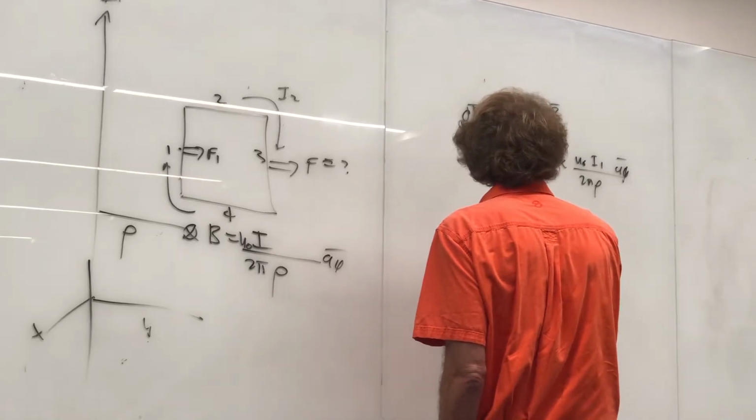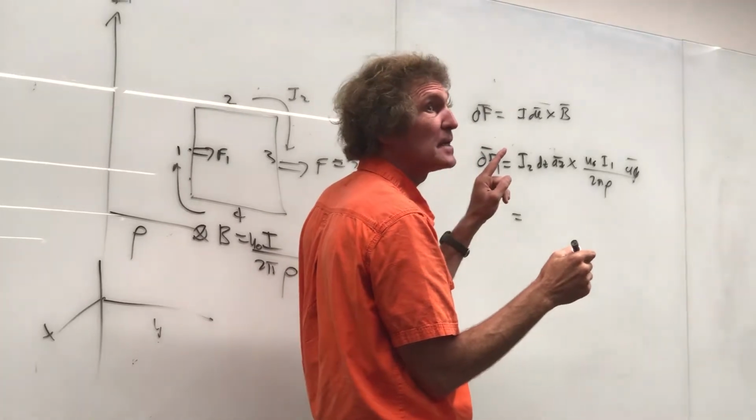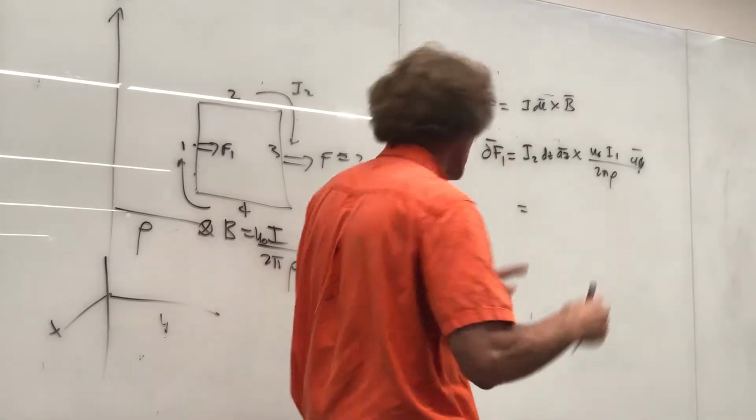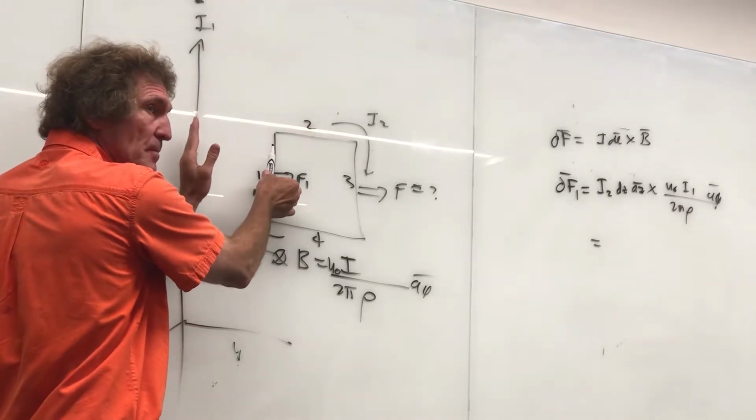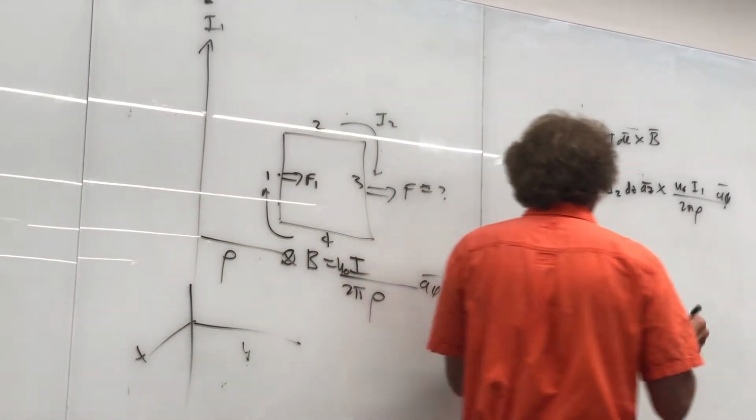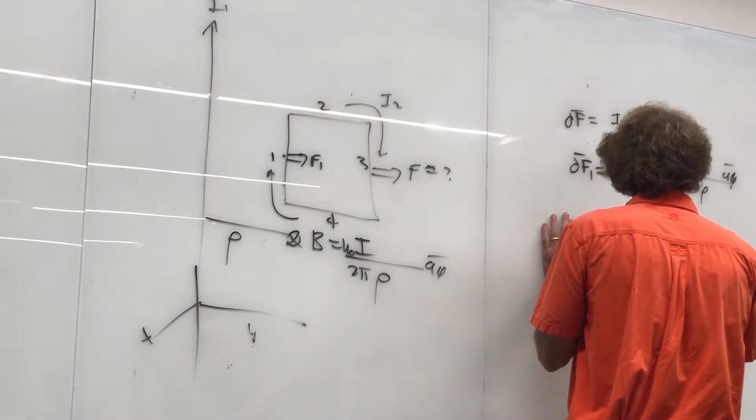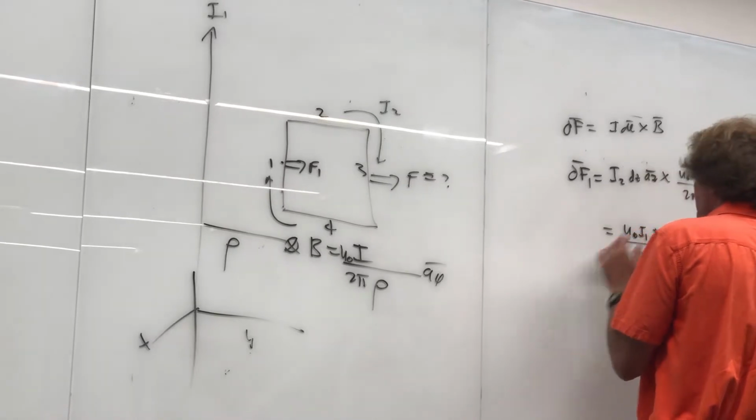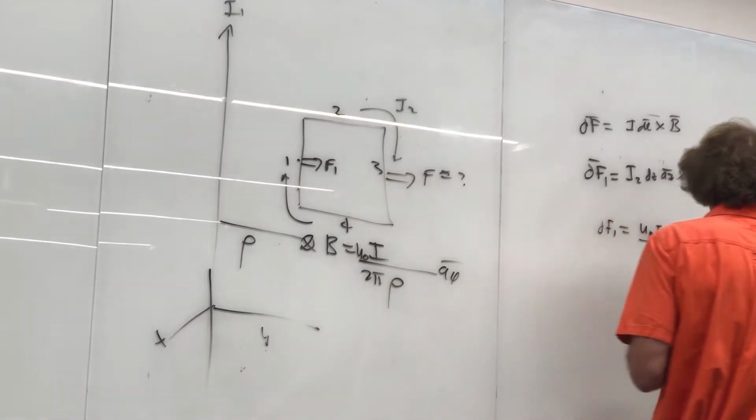Now, let me go ahead and do this. When we're done with this, what happens to a cross between az a phi is minus a rho, right? And here's an easy way to get it. Aren't these 2 currents, this current and this current, in the same direction? What did I tell you? They pull together, right? So it would be in this direction, minus a rho. Therefore, I have mu 0 I1 I2 over 2 pi rho, and it's in the minus a rho direction. And that's the differential force on 1, and it's times dz.